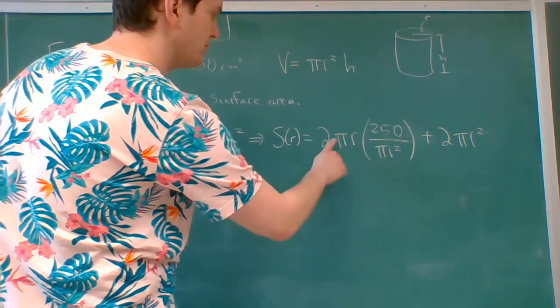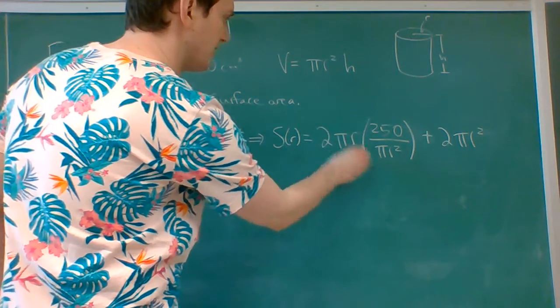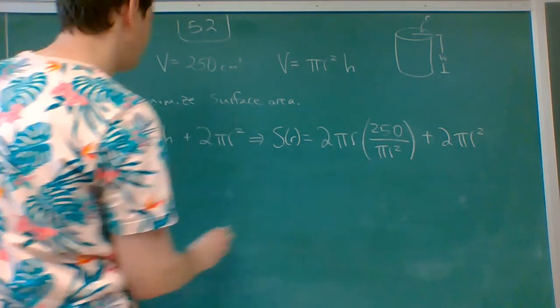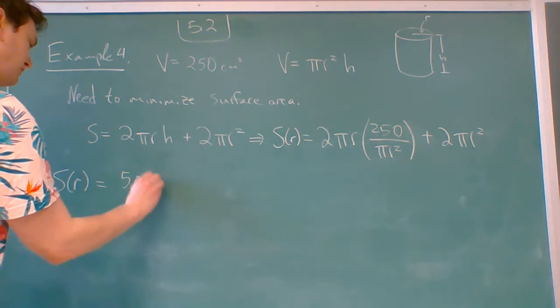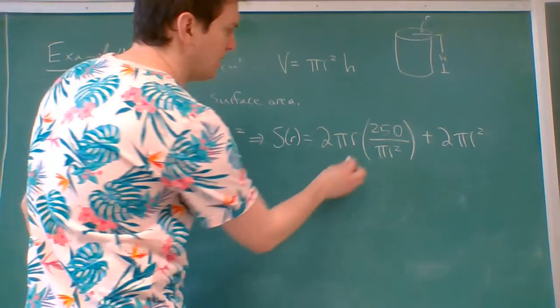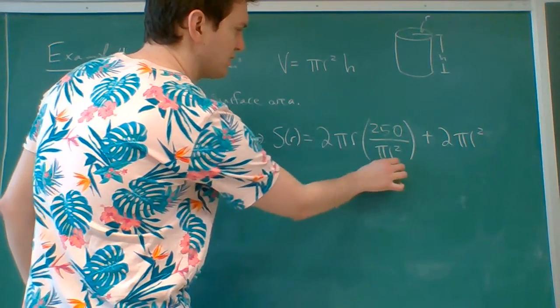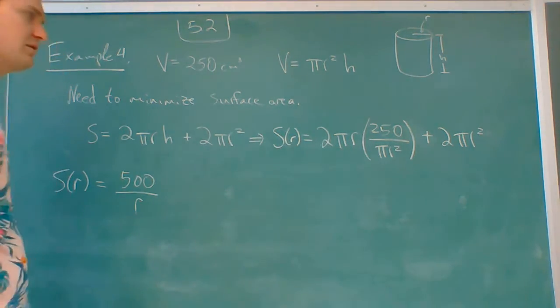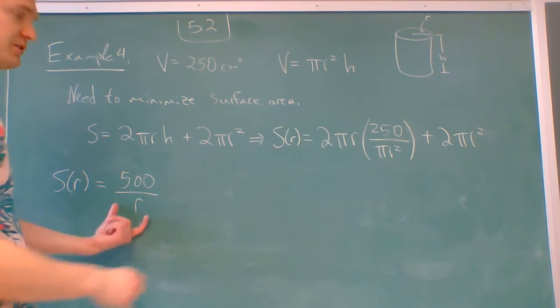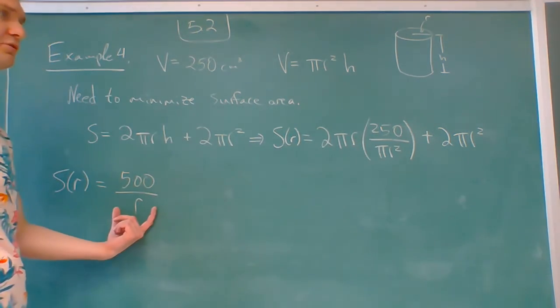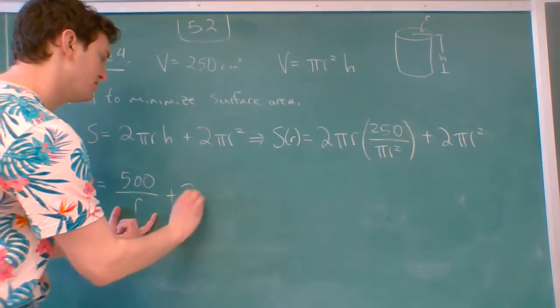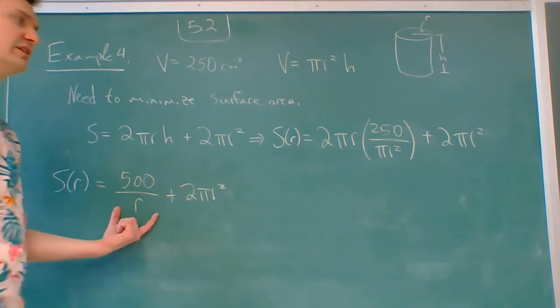So I can clean this up a bit. The pi's will cancel, right? I got 2 times 250. That'll give me 500 in the top. Pi's cancel. R cancels with r squared, leaving me with a single r in the bottom. So that whole term cleans up to just 500 over r, which is really nice. And then plus 2 pi r squared. Nothing really to do there.